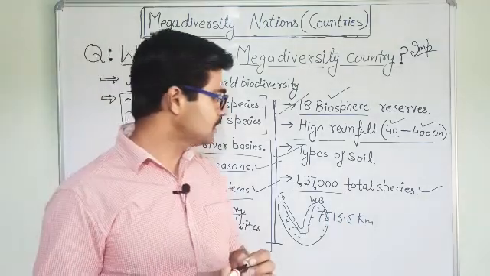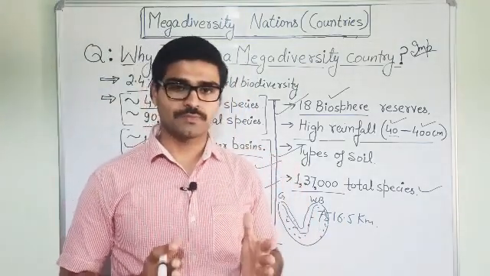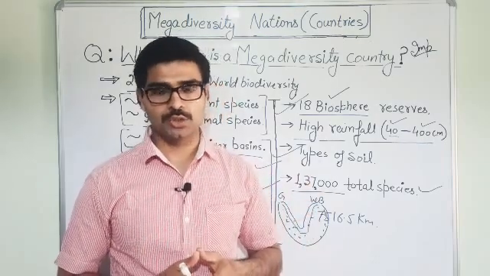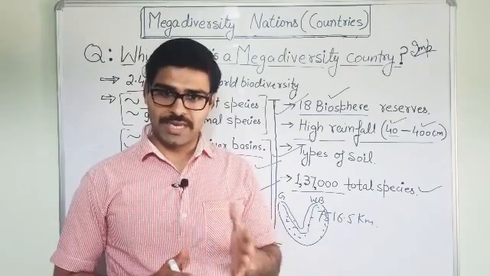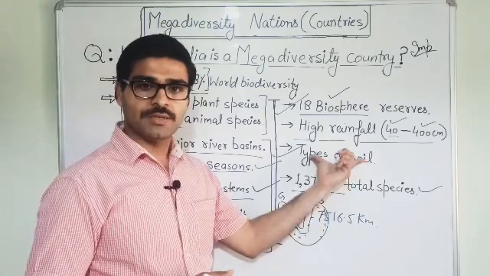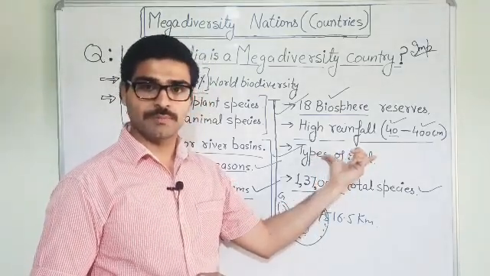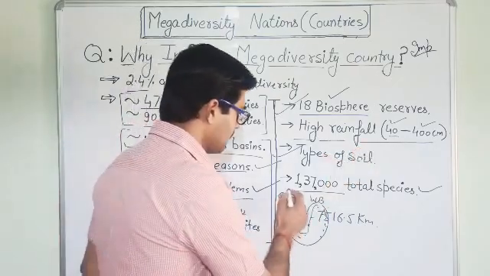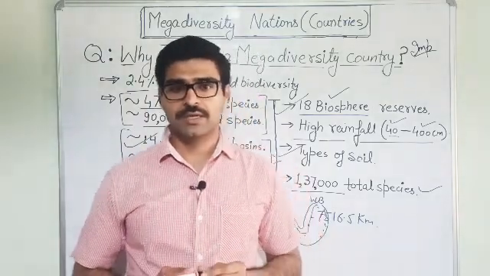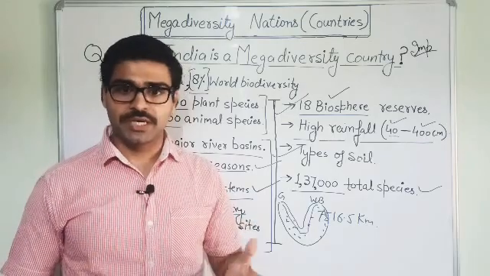The next factor is that we have in India different types of soils, five to six types: desert soil, mountain soil, red soil, black soil, alluvial soil, laterite soil. So all these factors make our soil very rich in biodiversity. These are all the factors you can collectively write for why India is a megadiversity nation.